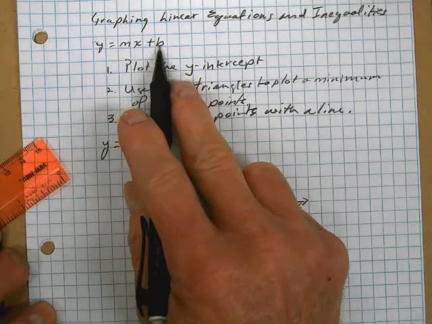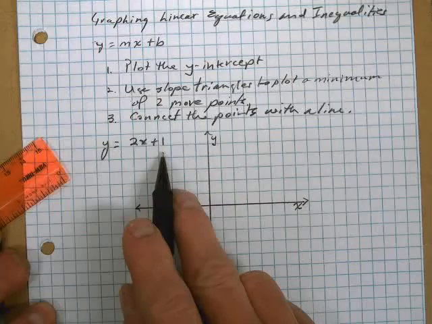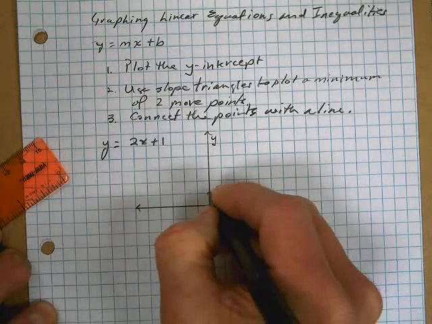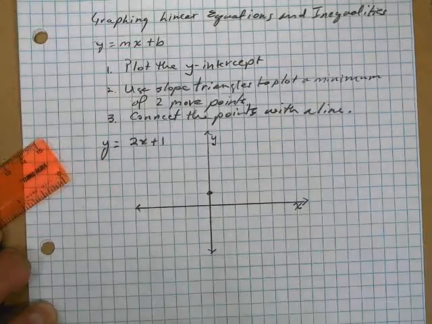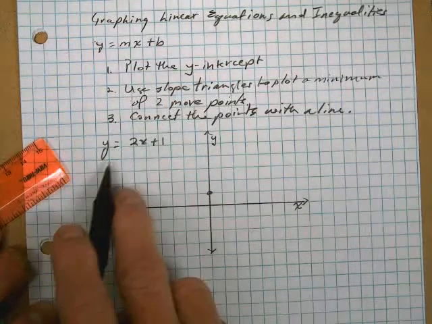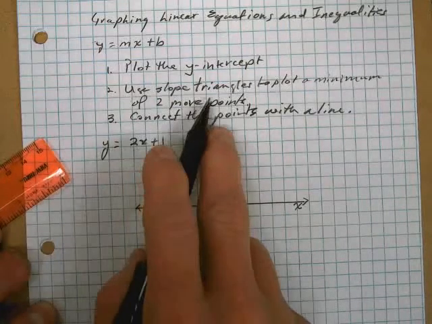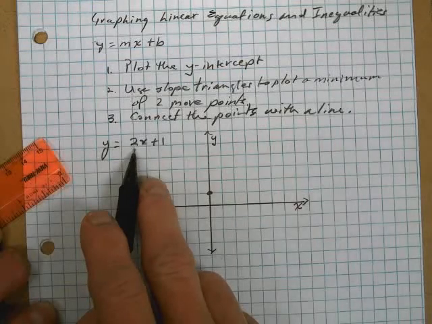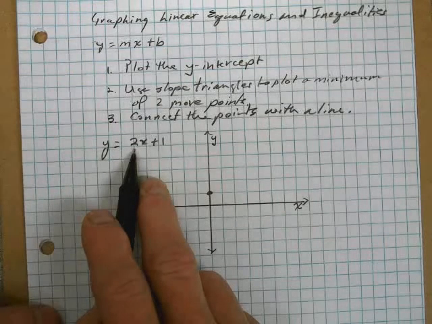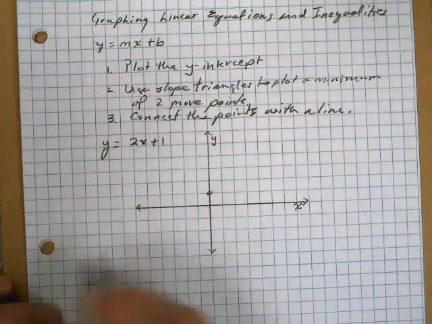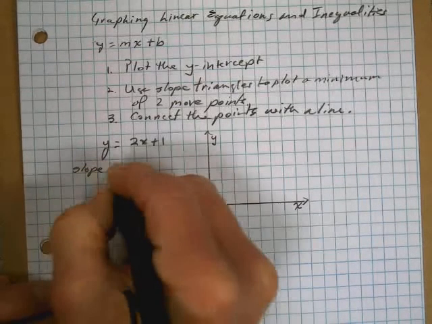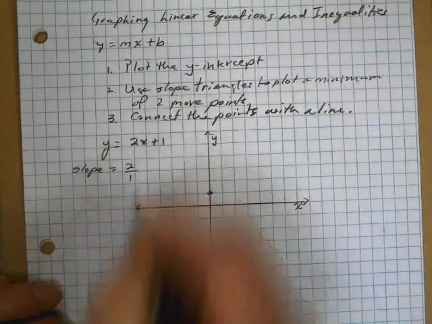We know that b in our slope-intercept form equation is the y-intercept. So our y-intercept is a positive 1. So we'll begin by plotting that point. Next, we recognize that our slope, we're going to use slope triangles along with the slope to create at least 2 more points. Let me remind you that any whole number can be written as a fraction by simply placing it over 1. So here we can write the slope as a fraction by writing 2 over 1.